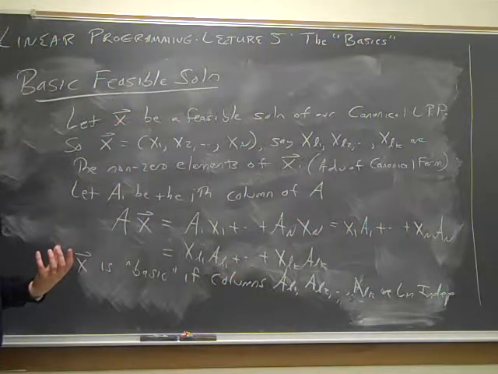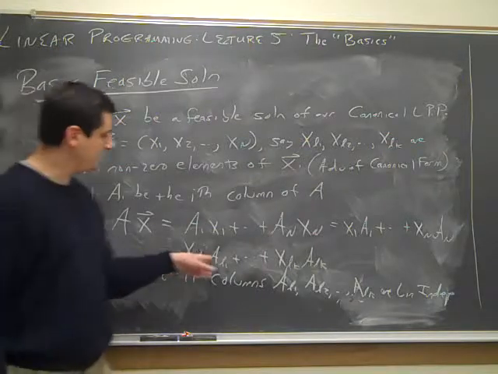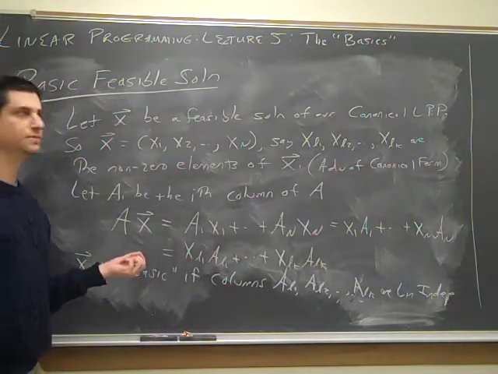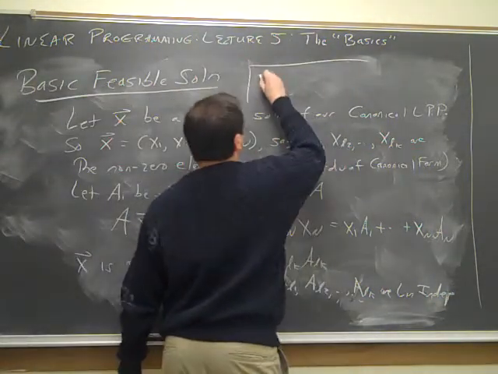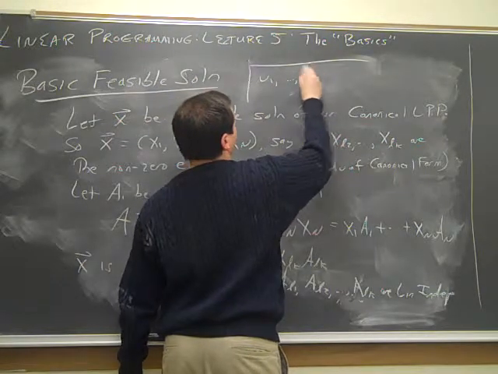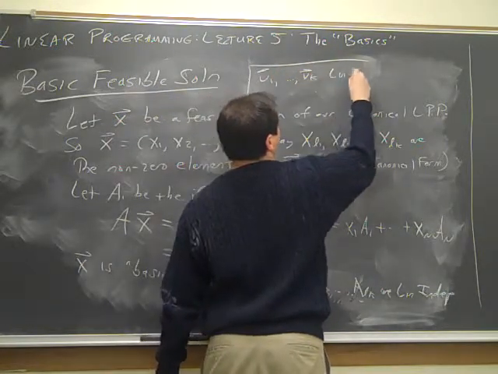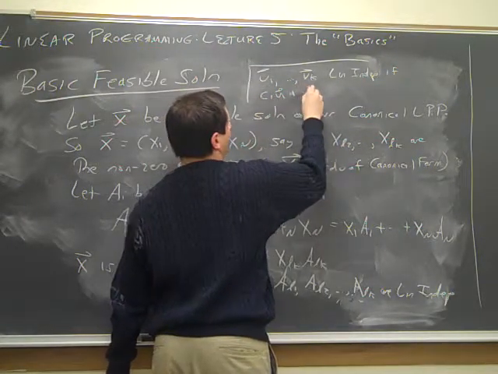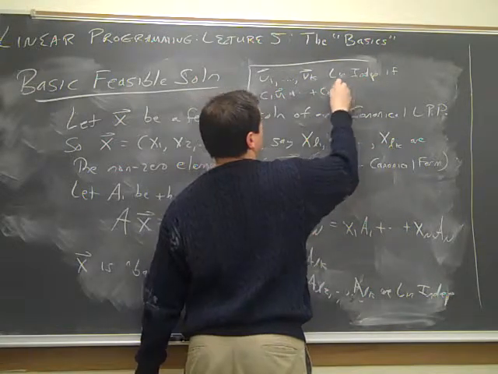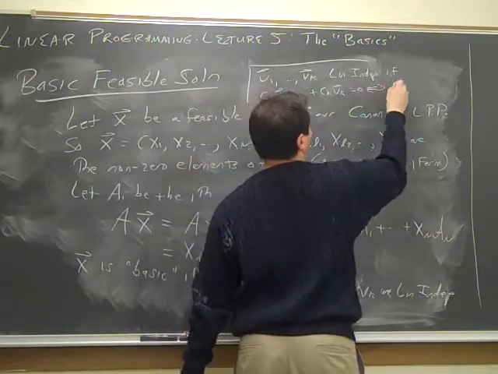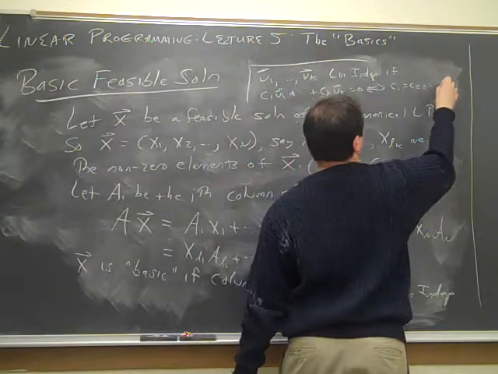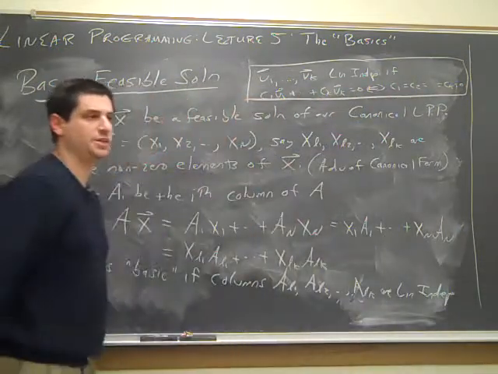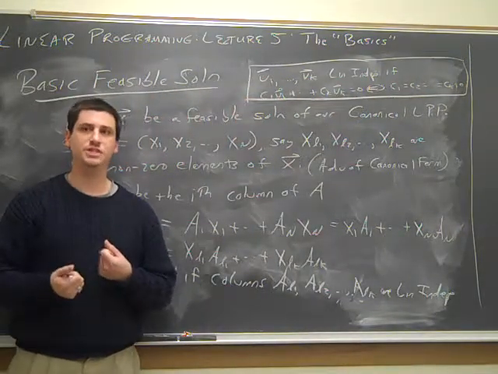And so what does it mean to be linearly independent? It means that the only way a combination of these columns can be 0 is if the coefficients are 0. So V1, ..., Vk are linearly independent if C1 V1 plus ... plus Ck Vk equals 0 if and only if C1 equals C2 equals ... equals Ck equals 0. That's what it means to be linearly independent. The only way a combination can be 0 is if everything is 0.